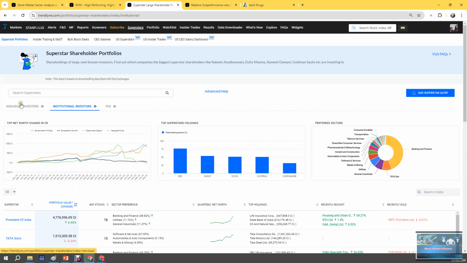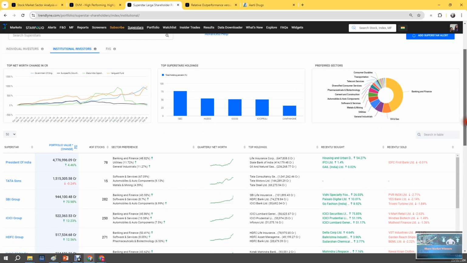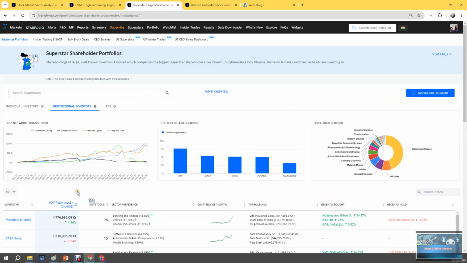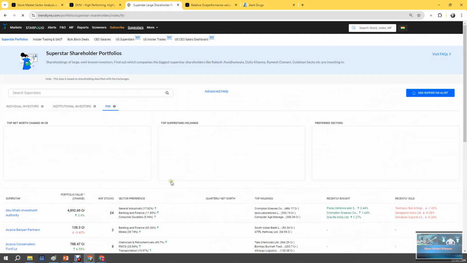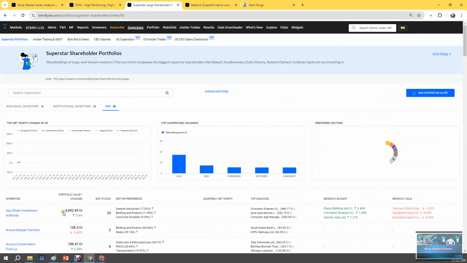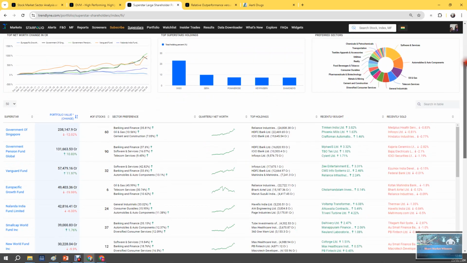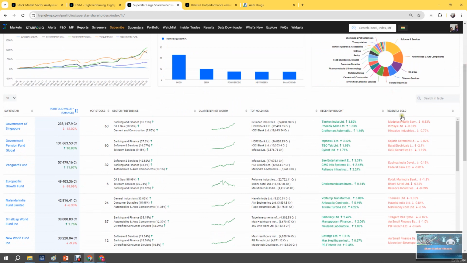Previously, we have seen individual investors and the institutions. Who are all the institutions? Where are they investing? Which company have they recently bought? All that information will be available for you to consume. Similarly for FIIs as well. Who are those FIIs? How many crores are they investing? In which companies have they invested? Which companies did they recently sell? All this information will be available. Okay.